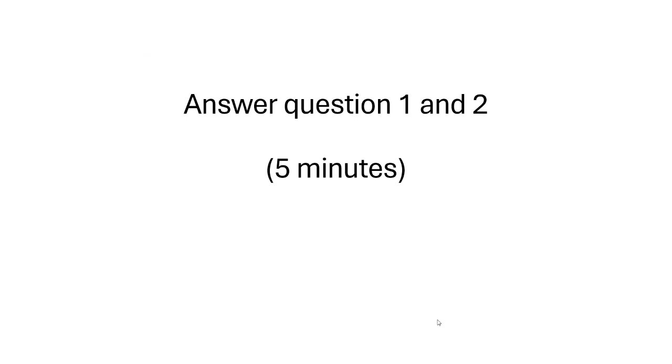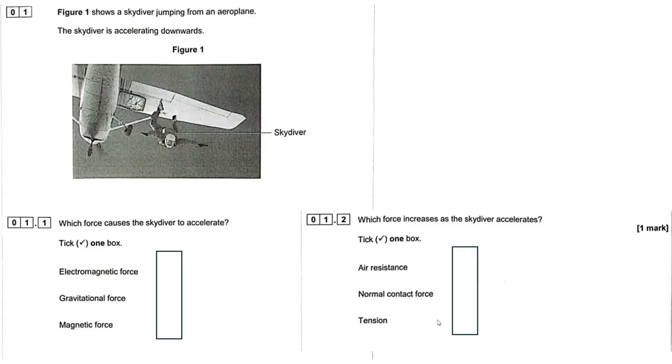Okay, welcome back. Please get your green pen. We're going to go through question 1 and 2 together. Figure 1 shows a skydiver jumping from an airplane. The skydiver is accelerating downwards. That means it's moving faster and faster. Which force causes the skydiver to accelerate? It's the force going downwards.